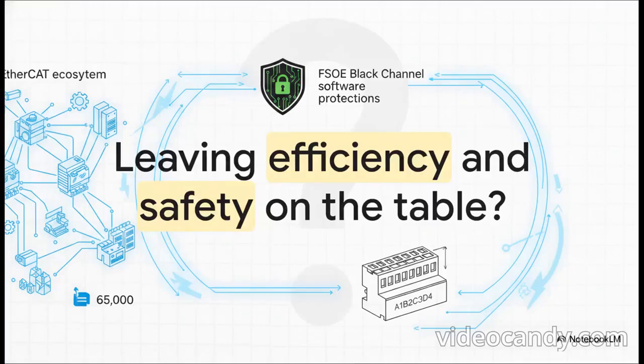And that brings us to the end of today's journey. We've zoomed out to the sprawling 65,000 device capabilities of the EtherCAT ecosystem. We navigated the brilliant software protections of the FSoE Black Channel, and we zoomed all the way back down to the 8-character traceability codes printed right on the physical terminals.